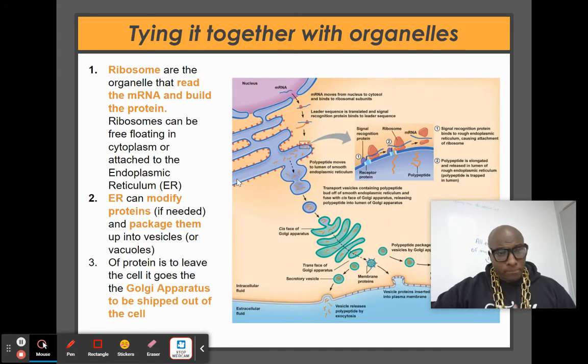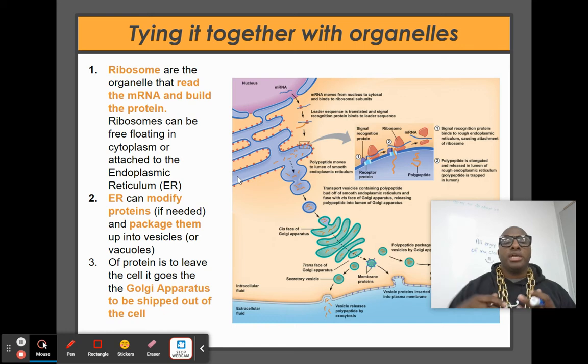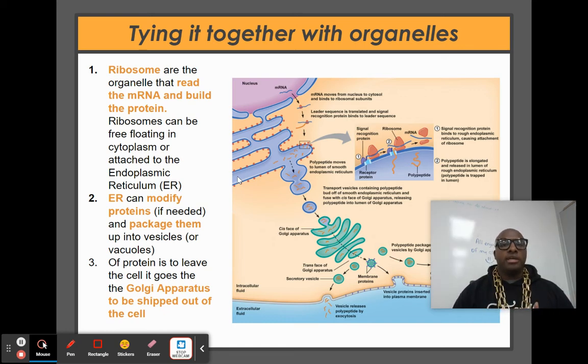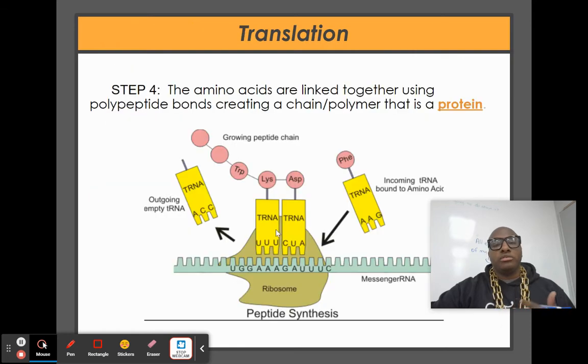This part, just telling you a little bit more. We've again gone over ribosomes, what they do. They read the mRNA. They can also be attached to the rough endoplasmic reticulum, again something we learned in units 2 and 3. Or they could be free flowing, and then protein leaves through the Golgi apparatus.